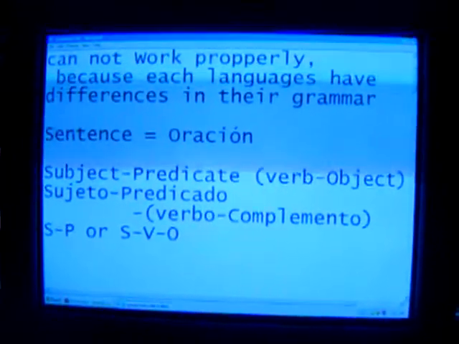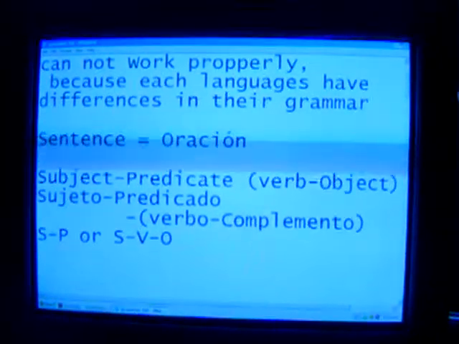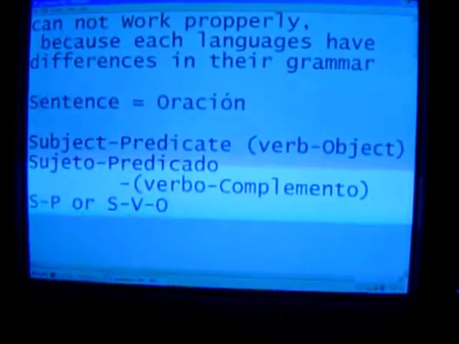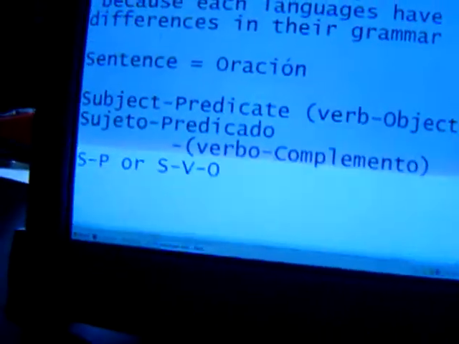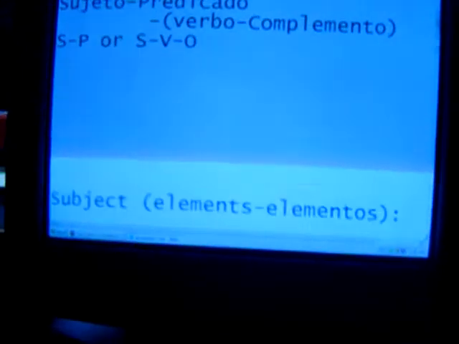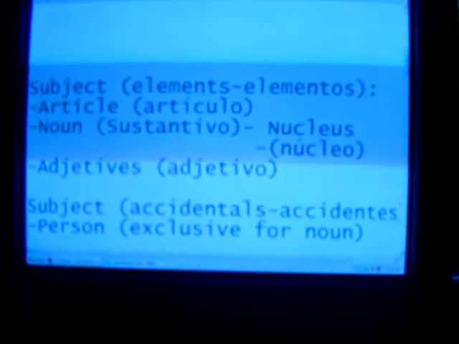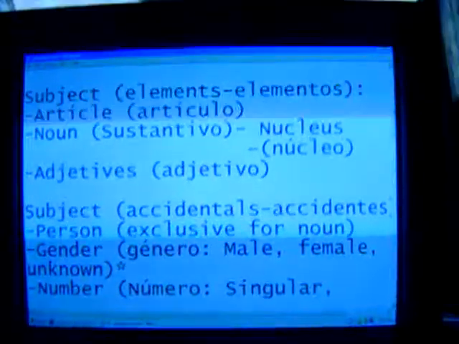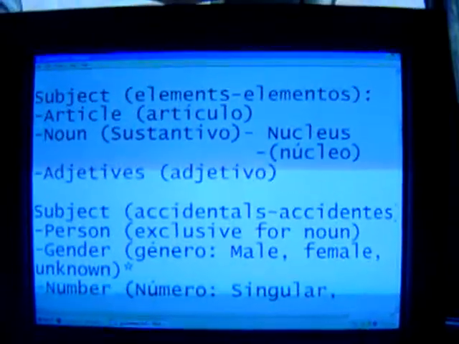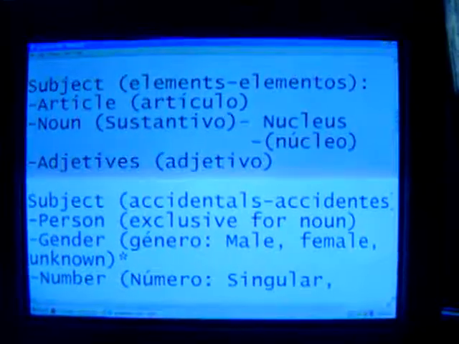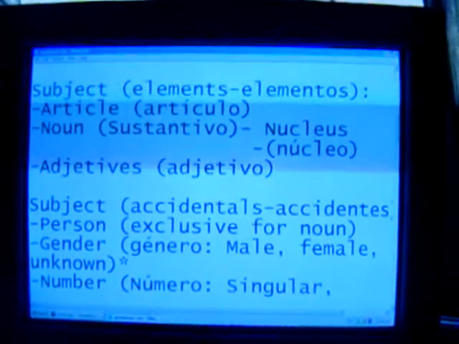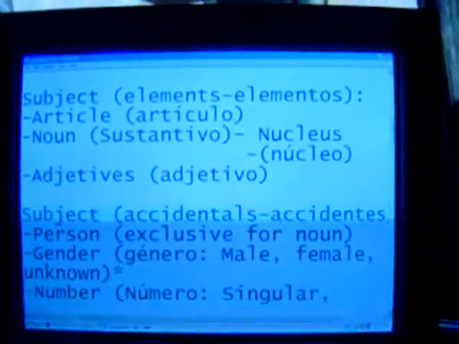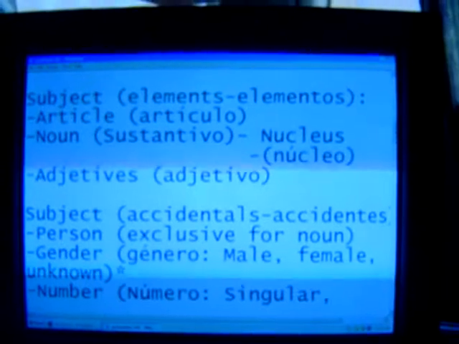Okay, subject-verb-object and subject-predicate are used both in English and Spanish. There are some differences that I will be discussing in a further lesson. But now we'll talk about the elements and the accidentals of the subject and the predicate. The subject has some elements, in Spanish, elementos. There are the article, artículo, and the noun, sustantivo.